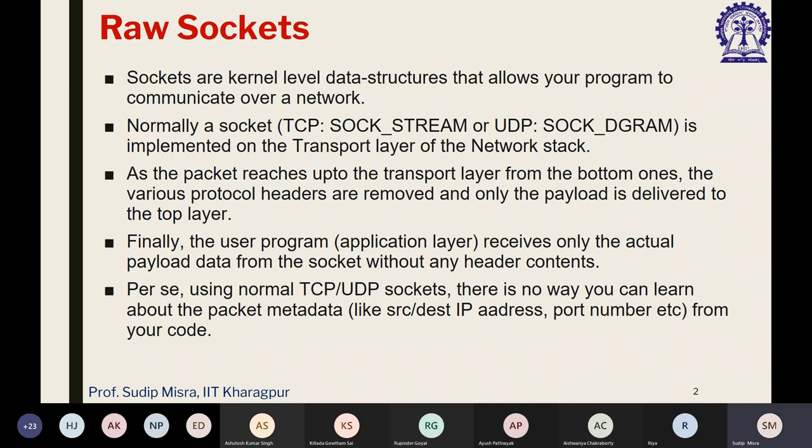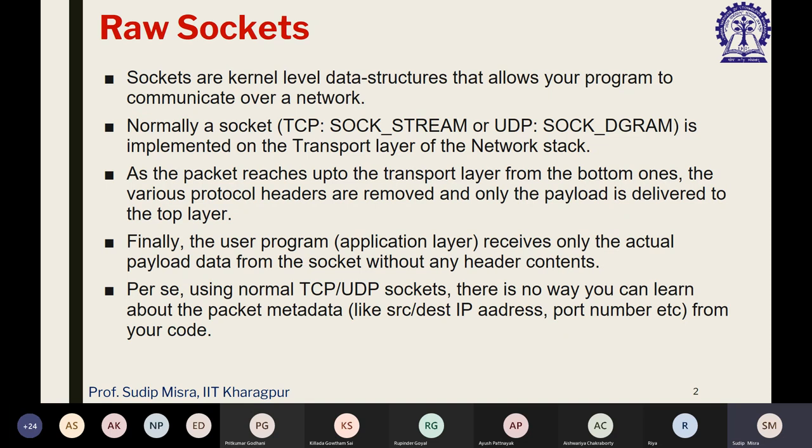Now, this is basically implemented on the transport layer, right? So now as the packet reaches up the transport layer from the bottom ones, right? So bottom one means what? Network layer is there. So as the packet reaches the transport layer, the different protocol headers are going to be removed, and only the payload is delivered to the top layer.